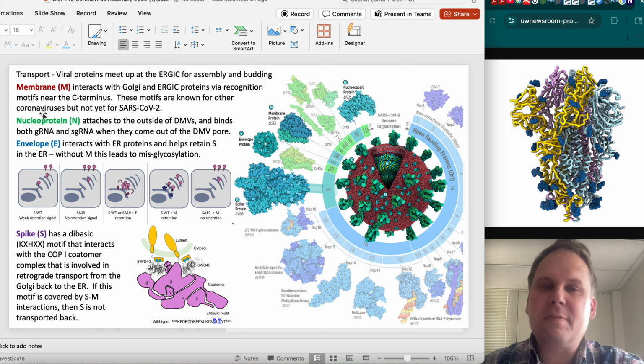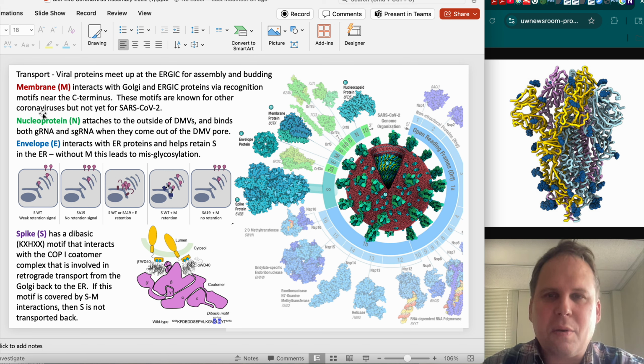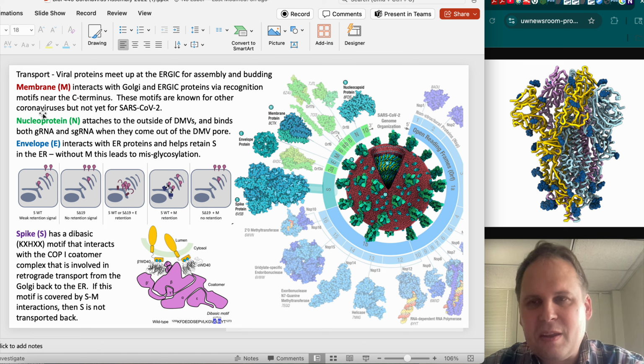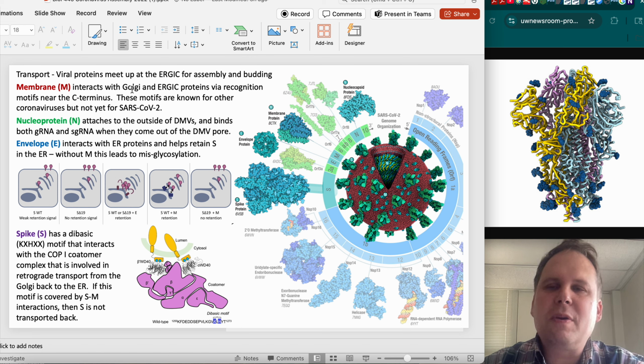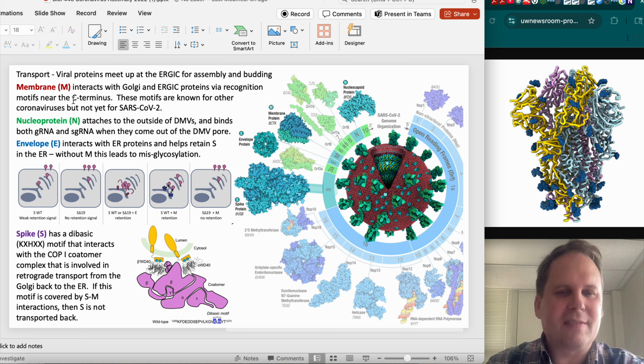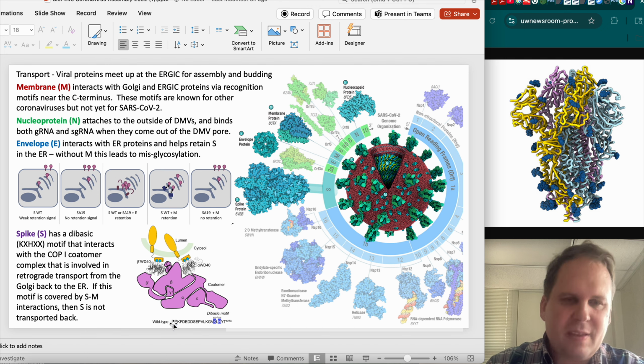Let's talk transport. How do these things get where they need to go? Sometimes we know, sometimes we don't. All right, so the M protein is going to interact with Golgi and ER-to-Golgi intermediate compartment complex proteins via recognition motifs near the C terminus. Those are what the words say. In some coronaviruses, it's the same sort of motif, like a dibasic motif, like a KXHXX, something like that, that you would see used for the spike protein down here.